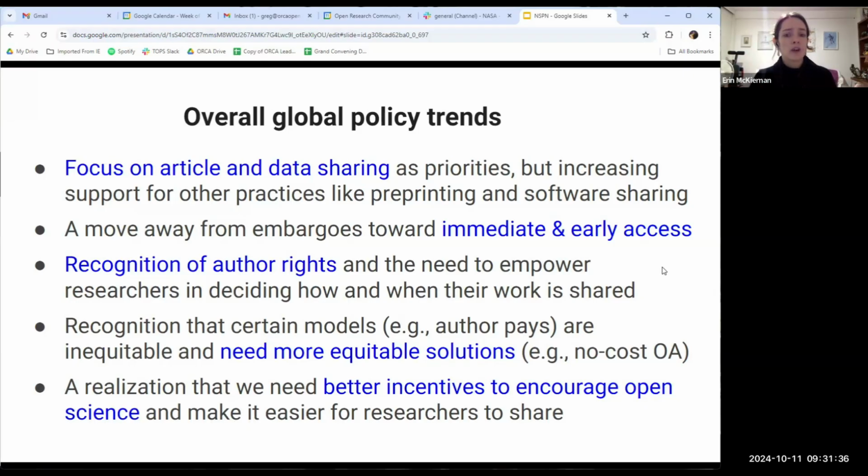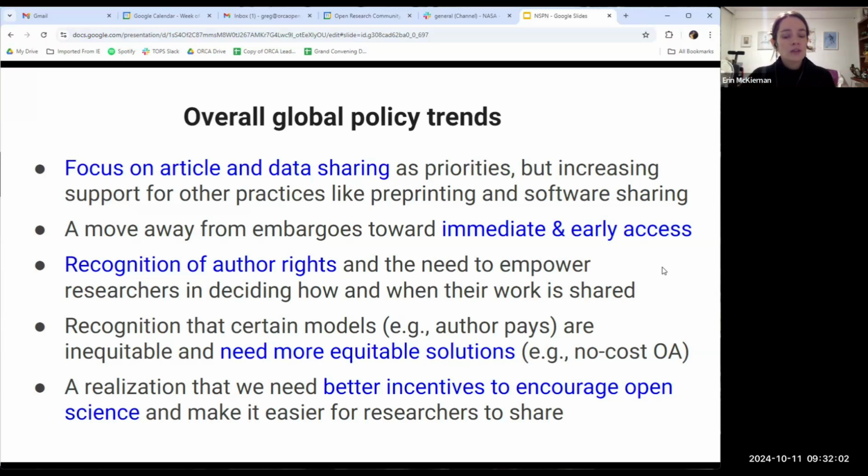Also seeing a recognition of author rights. So that's been something that has been an issue. A lot of these journals that Greg was talking about required authors to sign over their rights. And at that point, authors had no more involvement in the decision-making process in terms of how that information was shared. So now we're seeing a return to that recognition that authors need to be involved in the process of deciding how and when their work is shared.